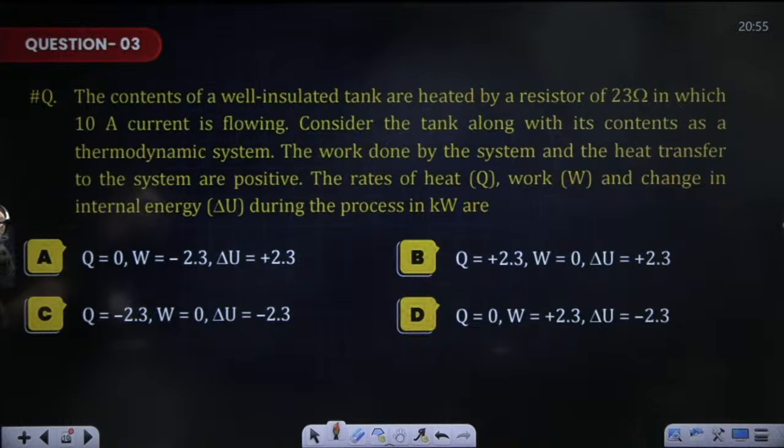Consider the tank along with all its constituents as a thermodynamic system. The work done by the system and the heat transfer of the system, same convention which we are following. The rate of heat transfer Q, W and change in internal energy dU, all these things you need to find out.